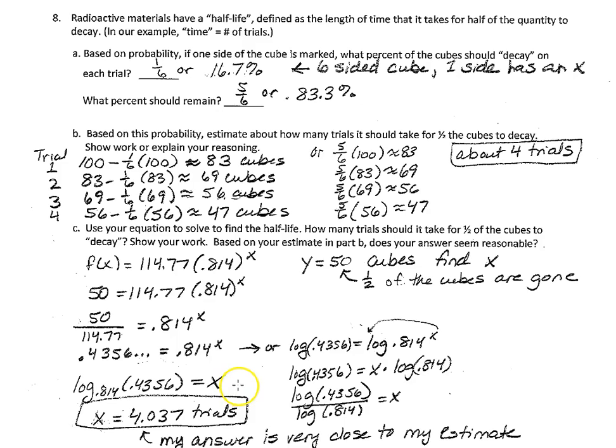And remember, using the change of base formula, you could have log of 0.4356 divided by log of 0.814. So these are two different methods of doing it. And I ended up with 4.037 trials. So my answer is very close to my estimated half-life.